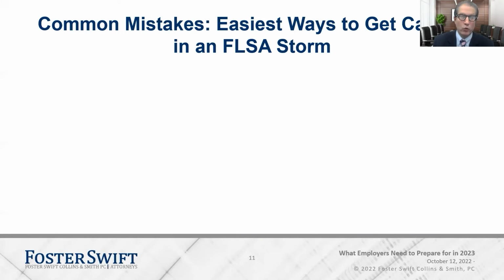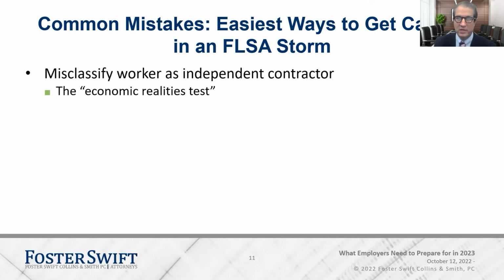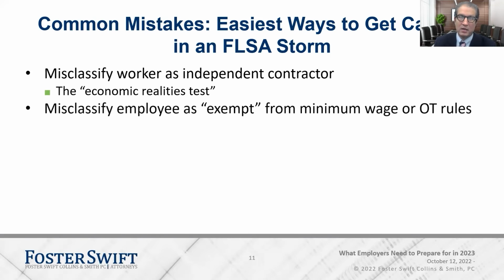Now, I'm not going to go into great detail about this, but I at least want to give you a little punch list here of the areas where employers tend to make mistakes and get involved in what I call an FLSA storm, to torture the metaphor. So number one is that employers misclassify workers as independent contractors. We've talked about that. You determine whether you classified someone properly by doing an economic realities test. We're going to get back to that.